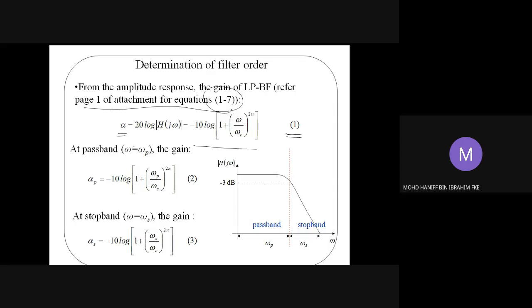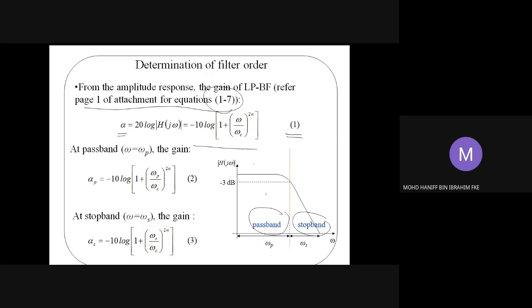Okay, so from this equation number 1, you can have two distinct values of gain, because we are referring to the low pass filters. For low pass filters, we have two distinct regions. The first region is the pass band, and we also have the stop band region. This is understood from what we have done in the previous chapter 5.